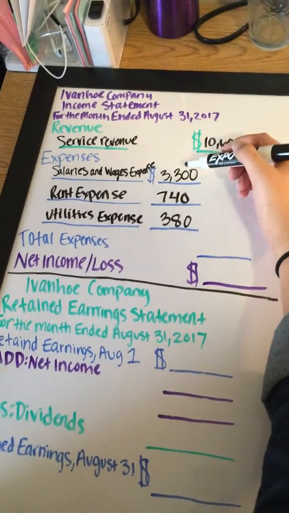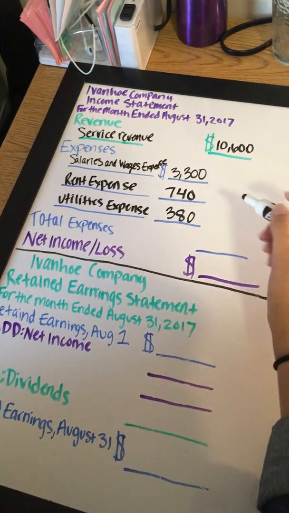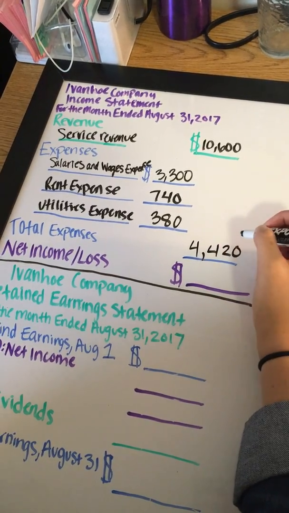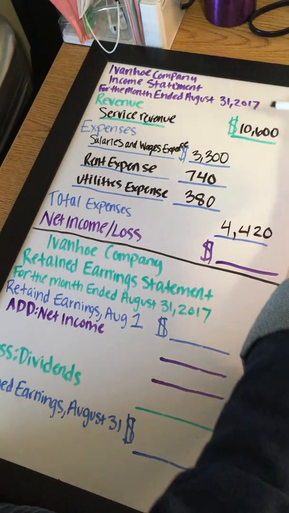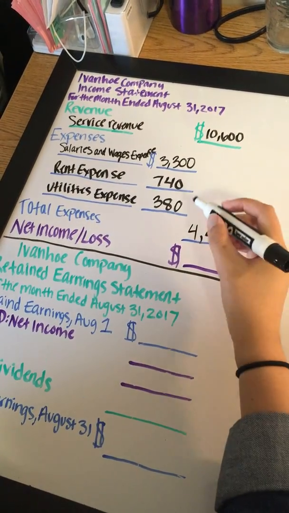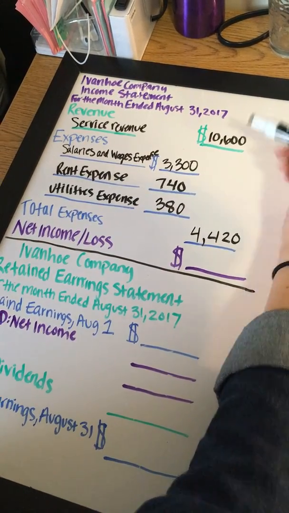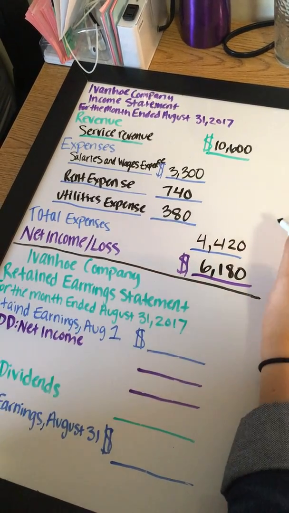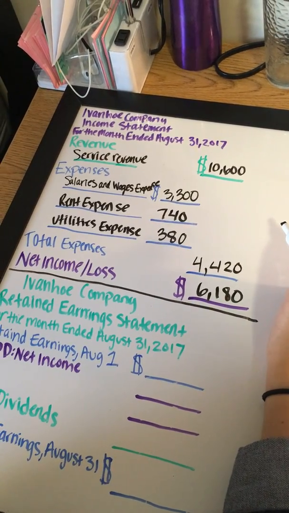Once we add up all the expenses, we get total expenses, which equals $4,420. Then, to calculate our net income or loss, it is always revenue minus expenses. In this case, because revenue is higher than expenses, we have a net income of $6,180. So that is the entire income statement for the Ivanhoe Company.